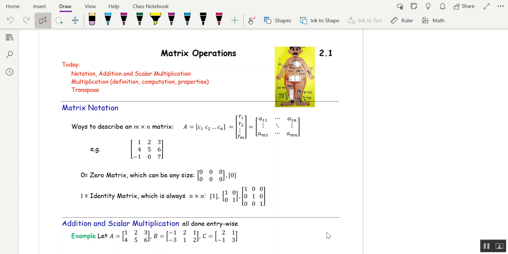Okay, the only thing really interesting today is matrix multiplication and transpose. Matrix addition, scalar multiplication, notation, that's pretty straightforward. Nothing too exciting is going to happen.